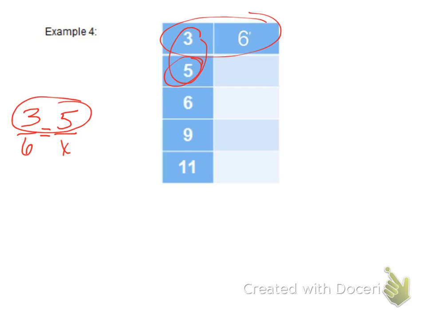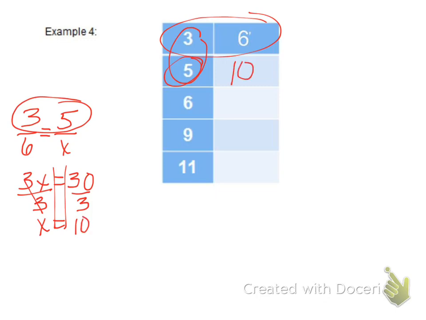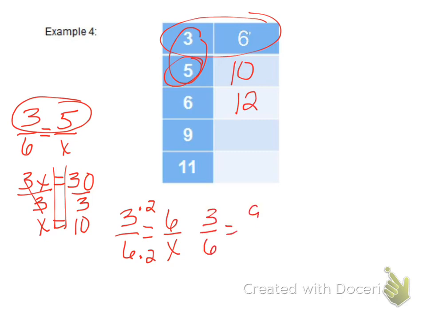So 3x equals 6 times 5 is 30. Line up, divide by 3, what do we get? 10. Okay. Then we have 3/6 equals 6 over x. We can do this the short way, right? 3 times 2, 6 times 2, what is that? 12. Okay, then we have 3/6 equals 9 over x.